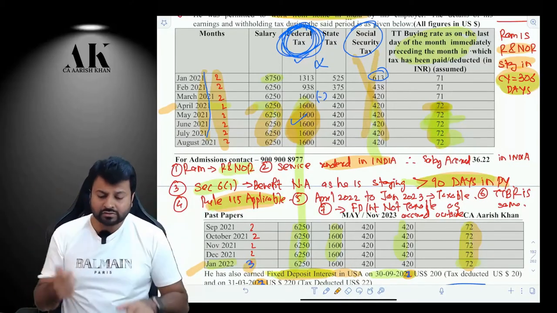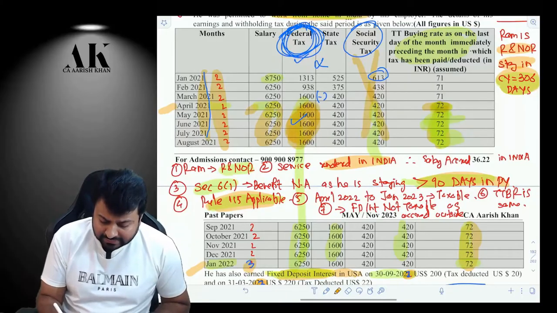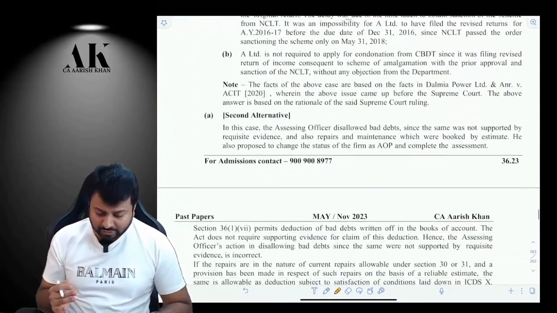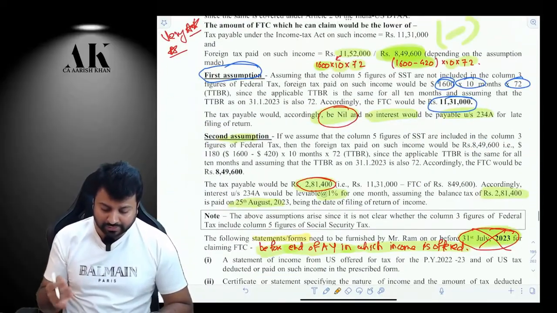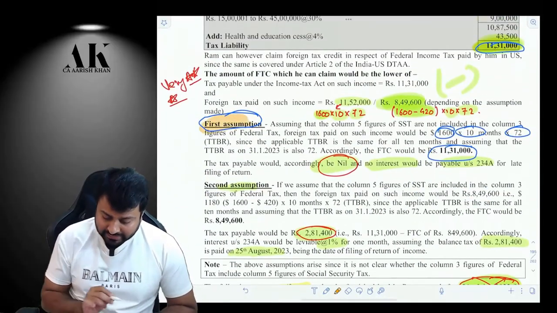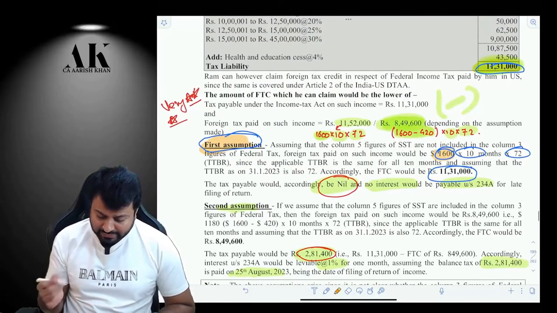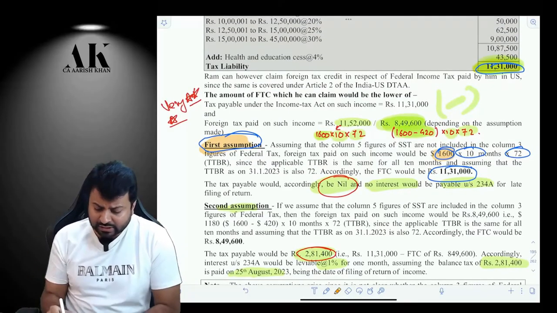If it is including social security tax, then out of this 1600, you have to remove this 420. That is what you are supposed to do over here. So there are two assumptions which we are making. The first assumption is that this 1600 is excluding the social security tax.